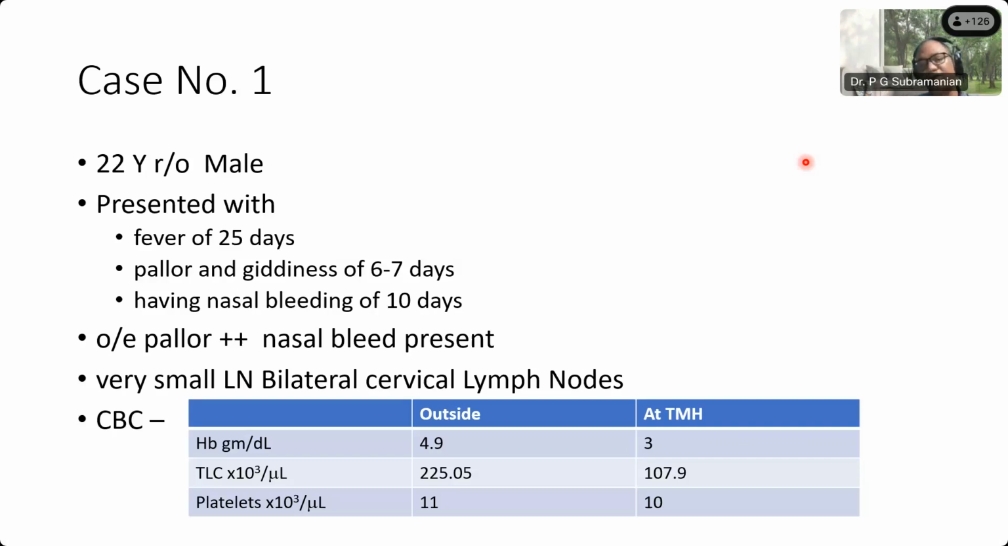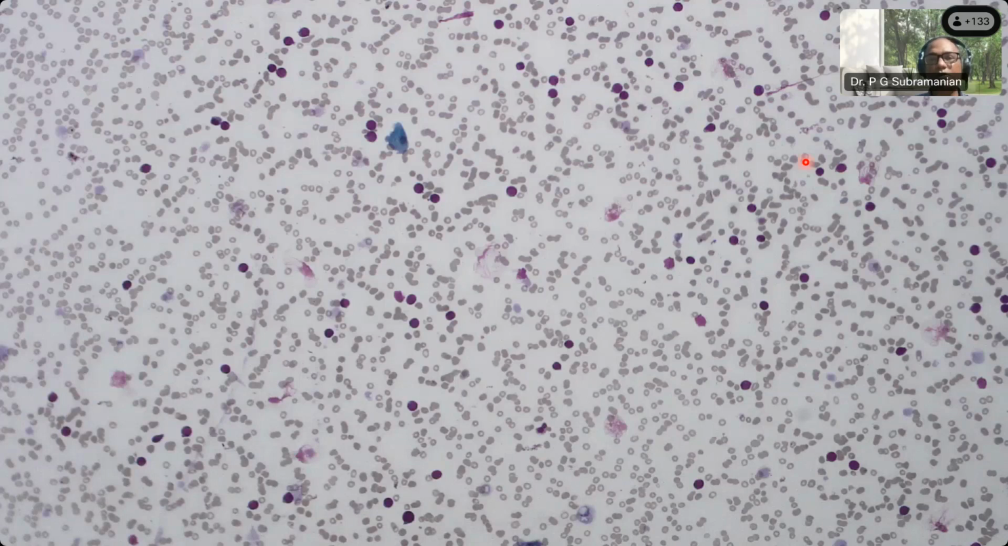which is the way it is coming, as the name suggests. The same thing was repeated at TMH. Here also there is a little reduction in count, because generally very high counts are managed outside before they are sent to a referral center, to reduce the count so that the patient doesn't have serious problems during the shift to a referral center. So this is the peripheral smear.